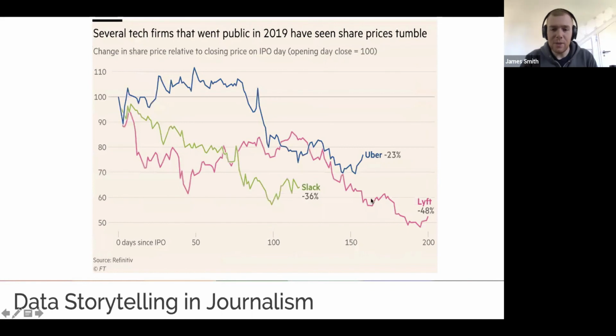Another one here from the FT, again, this one doesn't necessarily have annotations. It's more open to interpretation, but I think in this one, the data really tells the story for itself. We're seeing these firms and the drop off from when they IPO'd to whenever the end day of this date was. So I think it's after 100 days. So quickly using text annotations, titles, callouts can really embellish the story within your data.